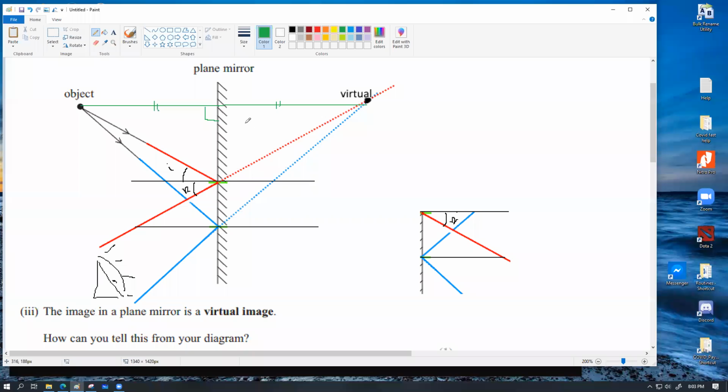But let me be very clear over here: do you understand how this point came into existence? Everyone, you can unmute yourselves, and if you have any questions, you can ask me.